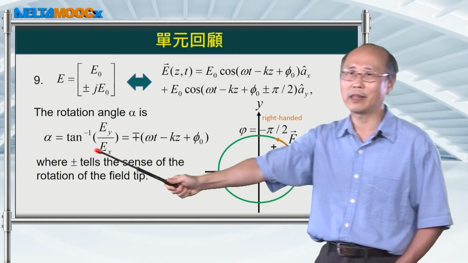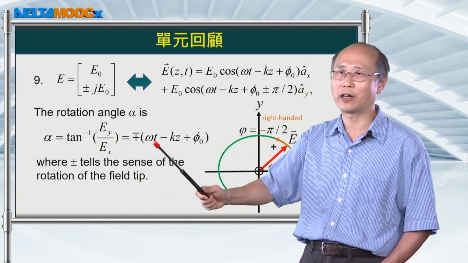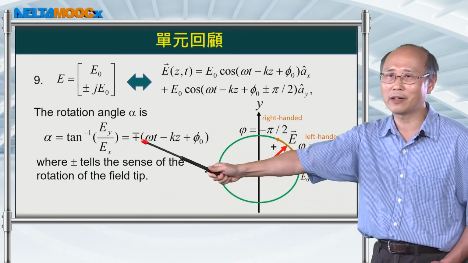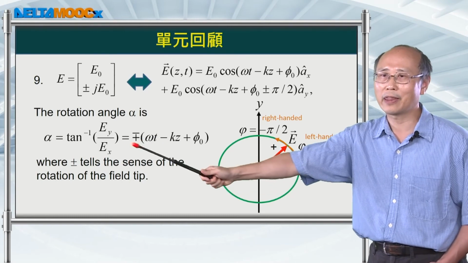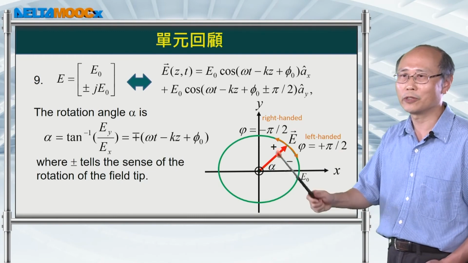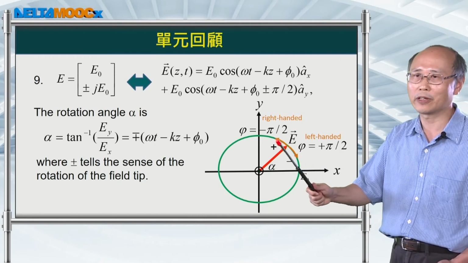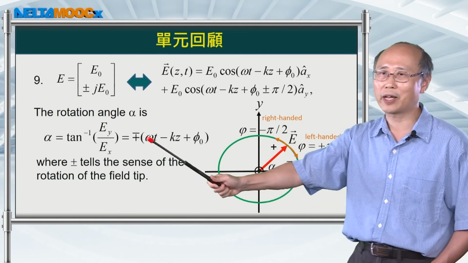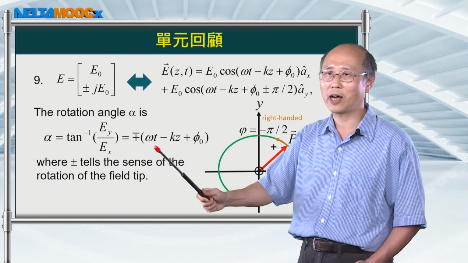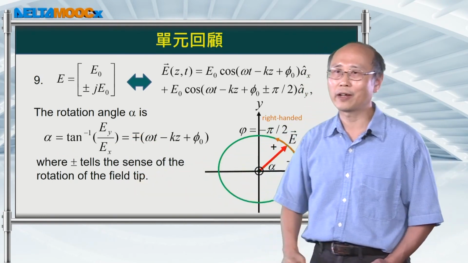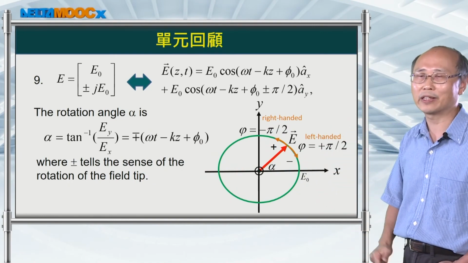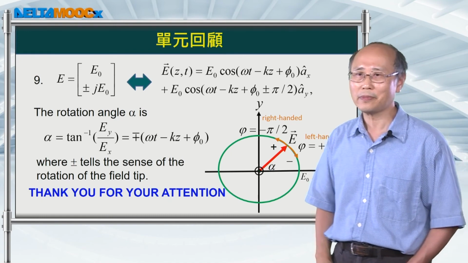And again, this angle will change over time. So if you pick up this plus sign for your calculation, then this alpha angle is going to increase with time. So you will get this right-handed polarization state. But if you pick up this minus sign for your calculation, when time increases, your alpha will become more negative. So you will end up having this left-handed polarization state.